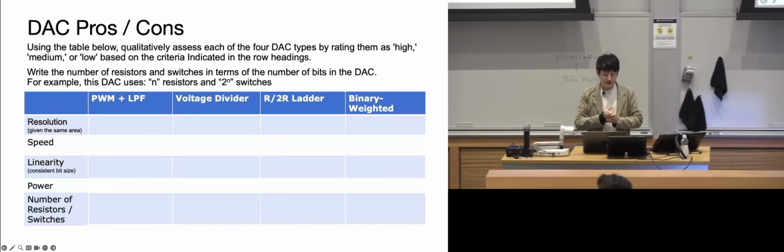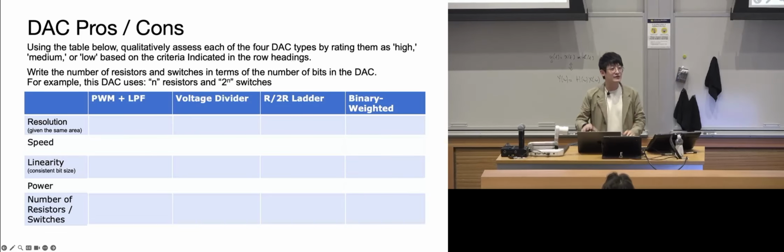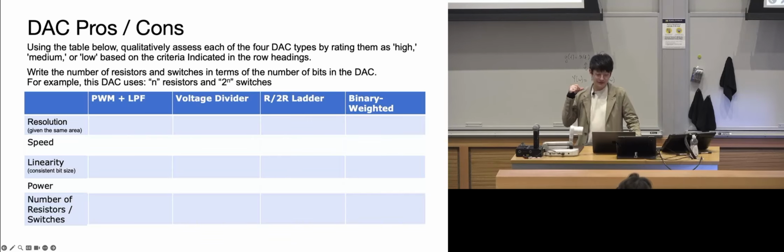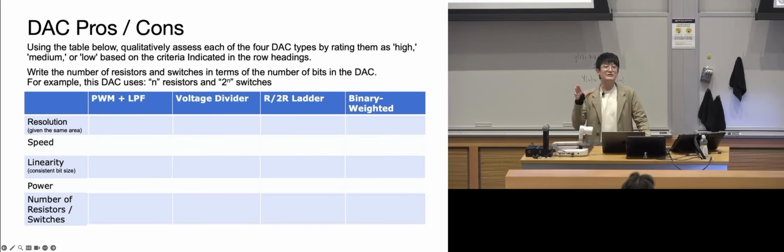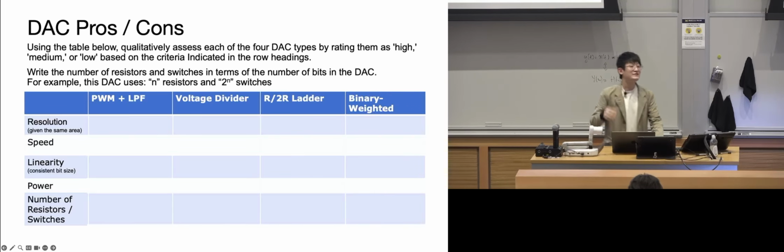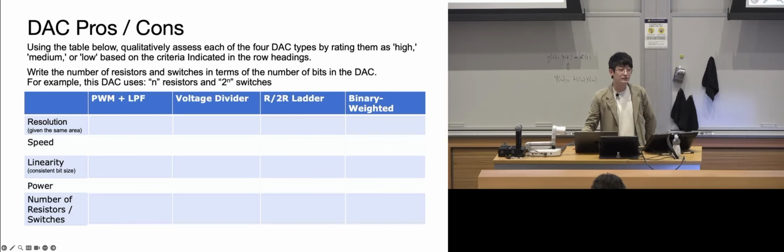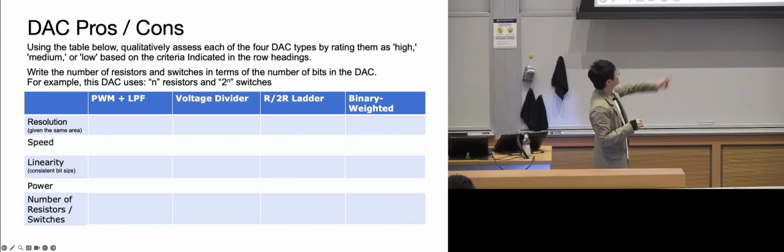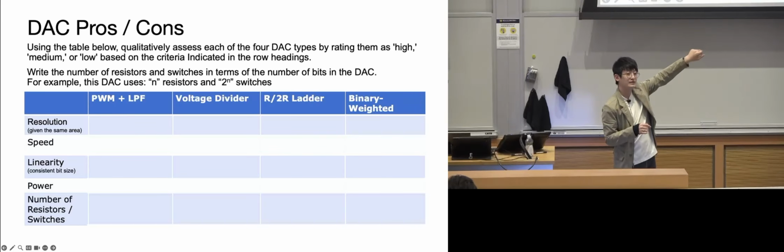All right, let's look at the resolution first. This is given the same amount of area you can work with. Which one has the highest resolution? Anyone? Or which one has the lowest resolution? Yes? You said the PWM one would have the highest resolution because you can give it any PWM cycle. And for lowest, we said voltage divider because it's the most expensive in terms of resistors, in terms of area, and the latter two will be median.